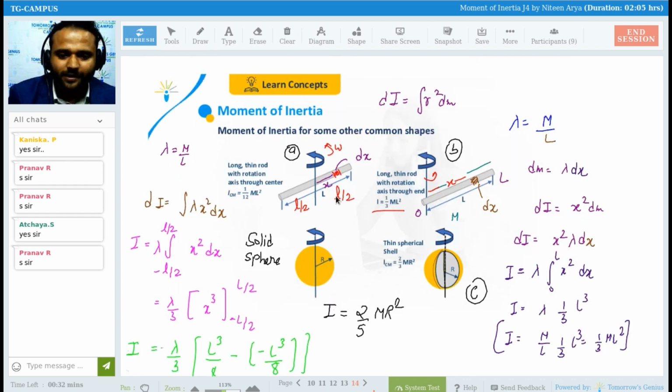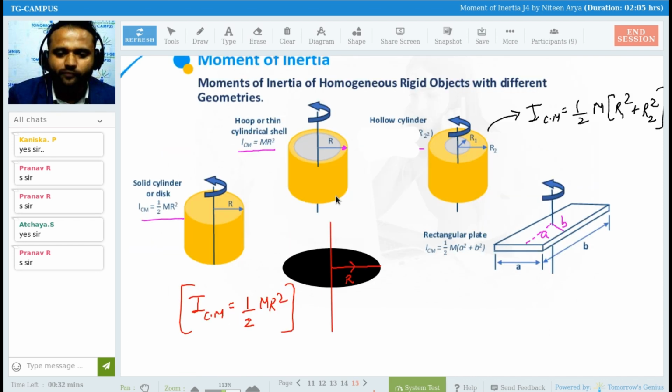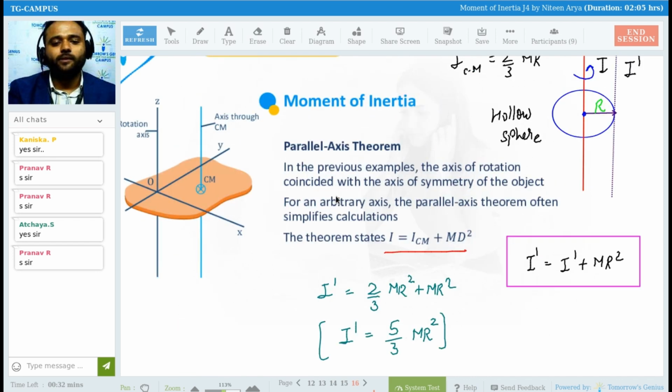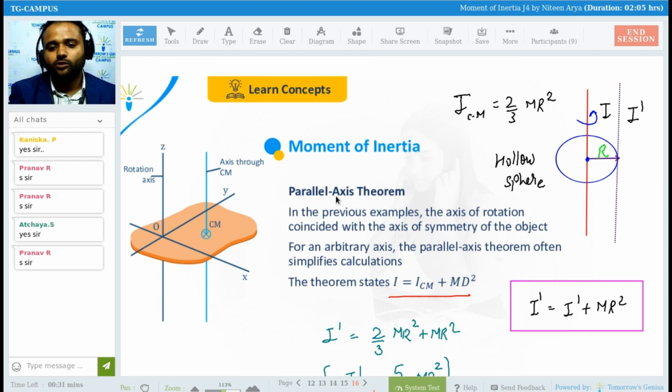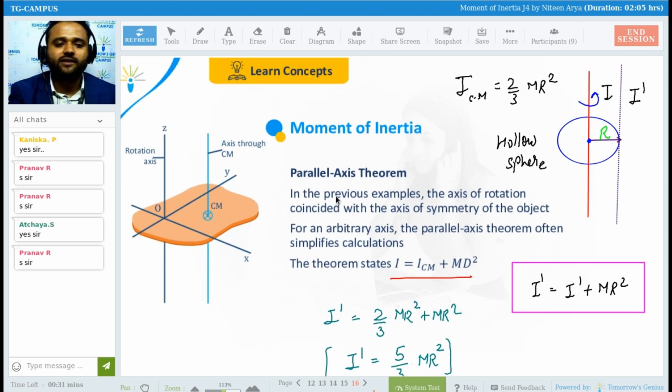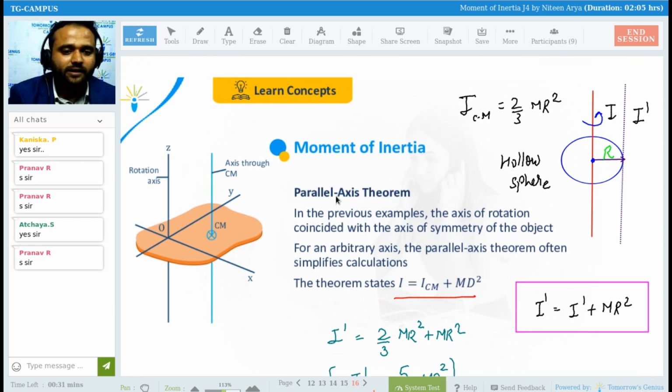2 by 3, yeah. So that is 2 by 3 MR square for a hollow thing. And the moment I change the axis, it becomes 5 by 3 MR square. And that is how we can find it. See, this is the point of the center of mass. And I want to find the moment of inertia from this z axis, another axis.